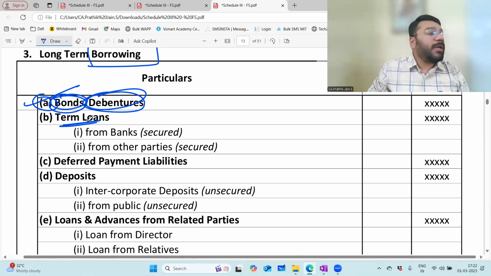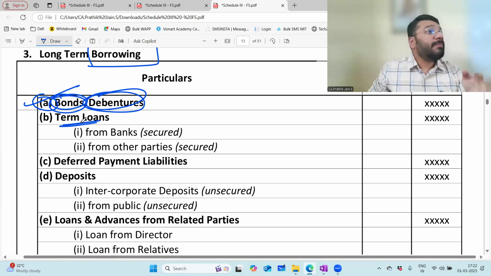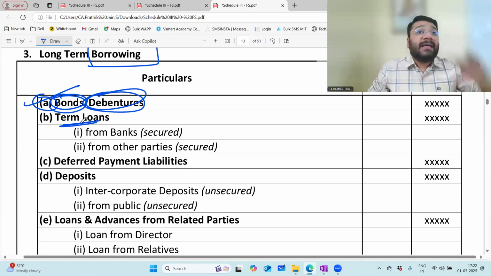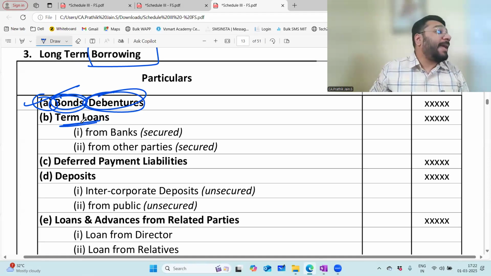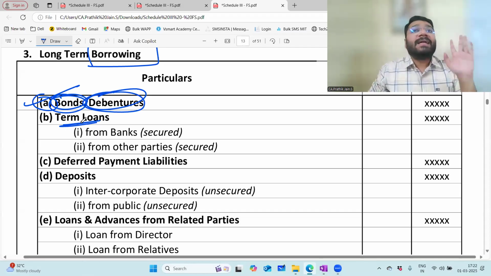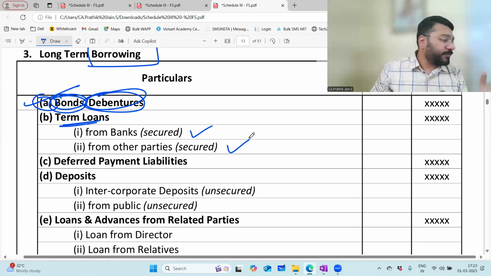Then term loan. Term loan means what? You take the loan from the banker. The banker will give the loan to your account. The banker will credit the loan to your account. Irrespective of whether you use that money or not, from the day when he's crediting the money in your bank account, from that day onwards, the time bomb will start ticking. Time bomb for what? Interest. That is called a term loan. So term loan, you'll get it from a bank or some third parties, other than a bank also.